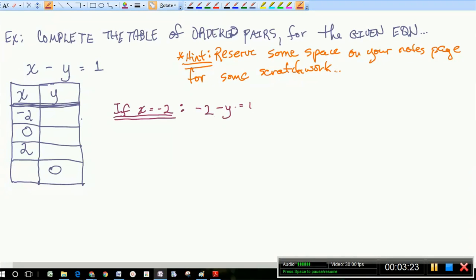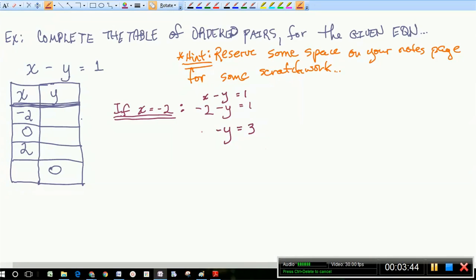Here I've plugged in negative 2 for x. We have x minus y is equal to 1, so we have negative 2 minus y is equal to 1. I'm going to isolate y, add 2 to both sides, and you'll have negative y is equal to 3.